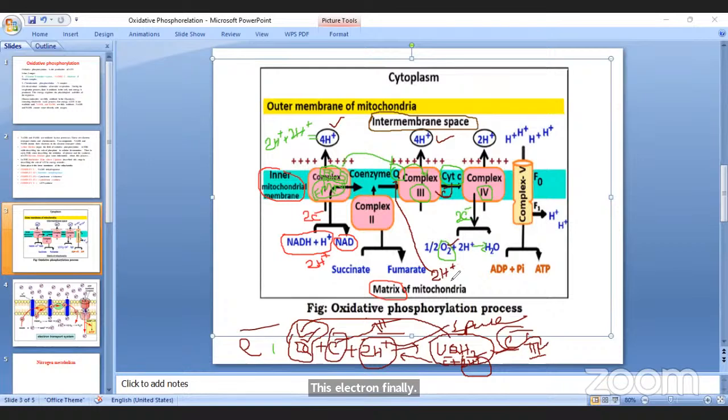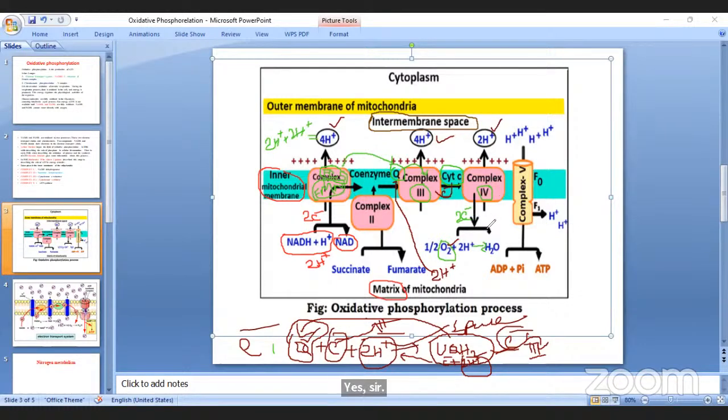First one electron, later another electron. In the same way, in complex 4 also, the pair of electrons goes one by one. How many protons are to be sent into the intermembrane space? 2. What happened in complex 1 and 3? Actually, 4 protons were sent. But here, how many are formed? Only 2. Where are the remaining 2?